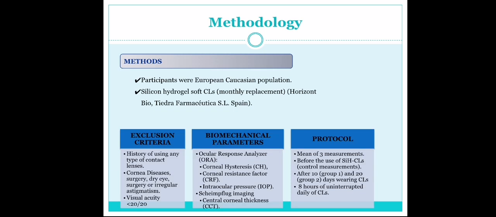We continue with the methodology section. Exclusion criteria: having used any type of contact lenses, or corneal disease. We use the ORA to measure hysteresis, the corneal resistance factor, and the intraocular pressure, and Scheimpflug images to measure corneal thickness. The protocol used was: first, a control measure without contact lenses.